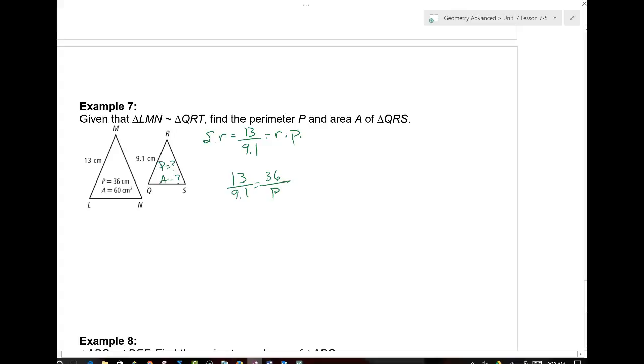Now can I just use a proportion? Yeah, cross multiply. So I get 13 times P equals 9.1 times 36. Someone quick do this on your calculator. Double check me, but I think this is it. Is that right? Is it 327.6? All right, divide by 13. What are you going to get for your perimeter? Remember, this is really the perimeter of triangle QRS. Maybe that should be an S here. Ah, typo. All right. What's the perimeter of QRS? What'd you guys get? Did you guys get 25.2 centimeters?